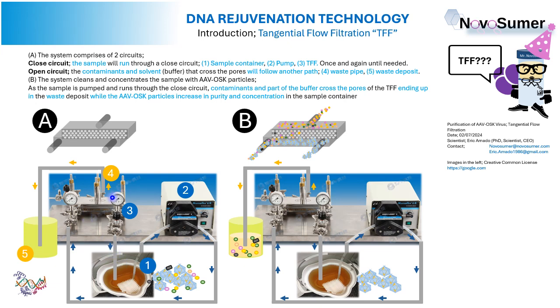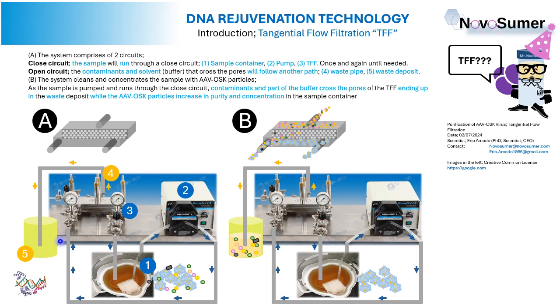The other circuit, remember, is an open circuit. It starts in the waste pipe, that is this one here, and it's represented here. It ends up in the waste deposit, as easy as that. So the contaminants and part of the buffer will go through this system. The contaminants and the buffer cross the pores of the TFF and they are deposited in the waste deposit. Easy, right?